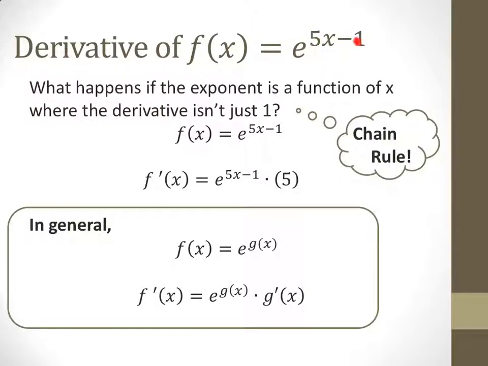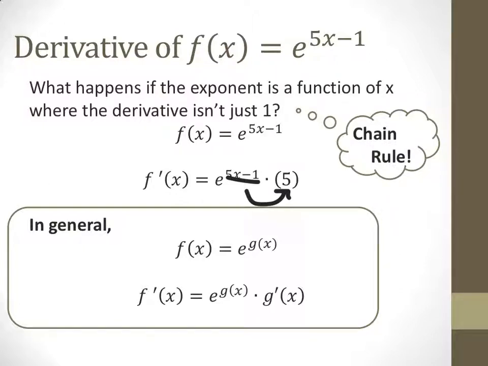So what happens when that exponent is not just a single x, it's a function that has a derivative that isn't 1? Well, then what you have to do is keep the function, so it is itself. Then you have to chain rule out the derivative of that exponent. So we take this exponent and chain rule out the derivative of that.